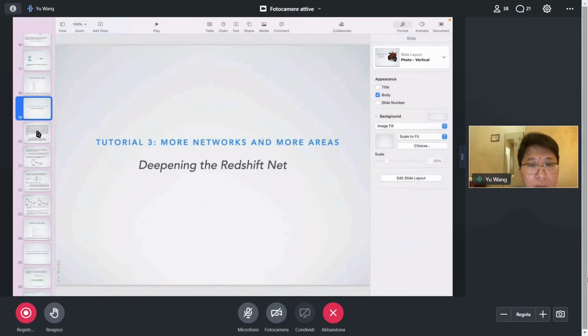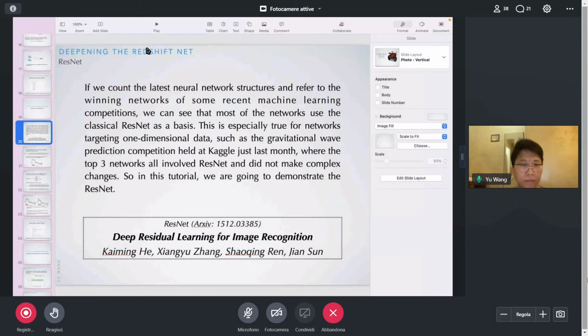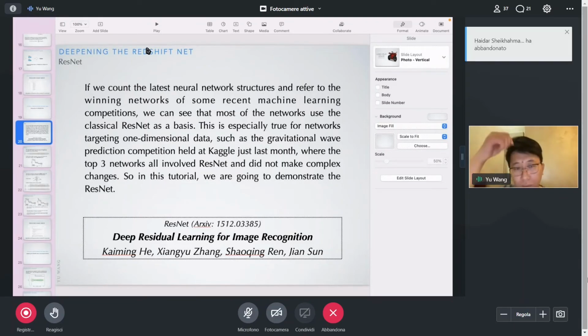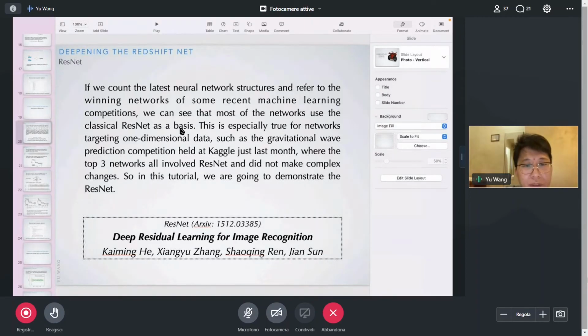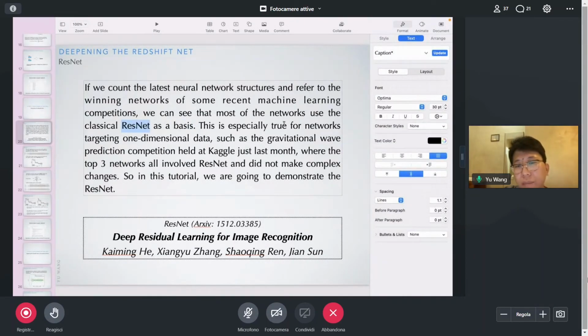Next is deepening the network. If we count the latest neural network structures and refer to the winning networks of some recent machine learning competitions, we can see that most of the networks use the classical ResNet as a basis. This is especially true for the networks targeting one-dimensional data, such as the gravitational wave prediction competition held in Chicago just last month, where the top 3 networks all involved ResNet and did not make complex changes.